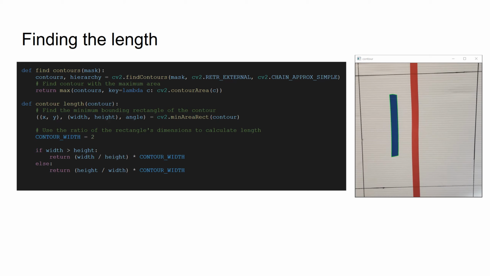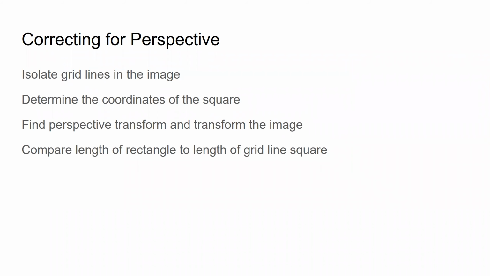But we do also have the grid lines here, so we could also use those to measure the length of the rectangle. This ratio method doesn't really account for any sort of perspective. The images we're looking at are pretty straight on, but if there's any sort of angle to how we're viewing the plane, it's going to mess up the ratio and might give us some bad results. So we can correct for the perspective here.